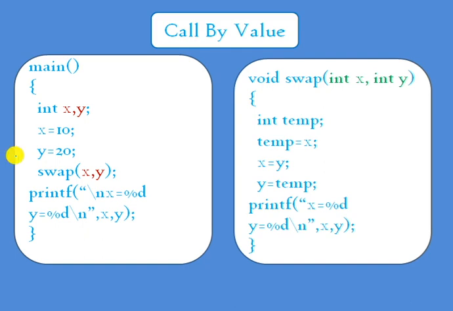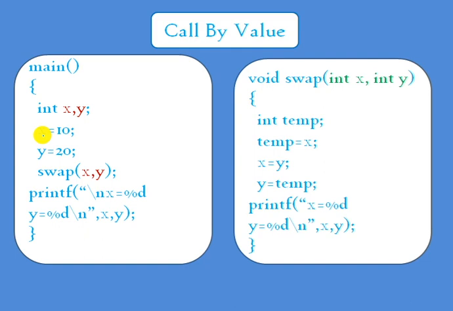Swapping means, for example, here I am having x value 10 and y value 20. After executing this program, x value becomes 20 and y value becomes 10. So you are interchanging the values. That is the intention of this program. To do the interchanging, I am taking a user defined function, swap.